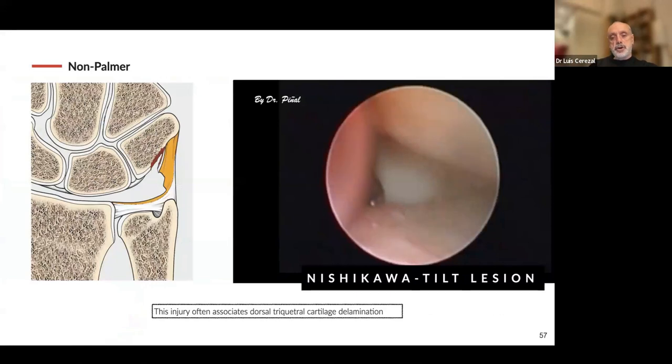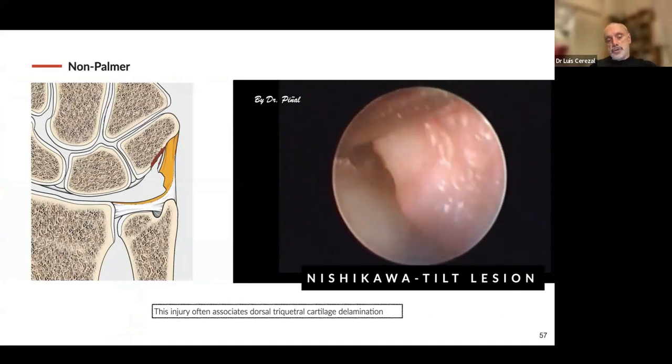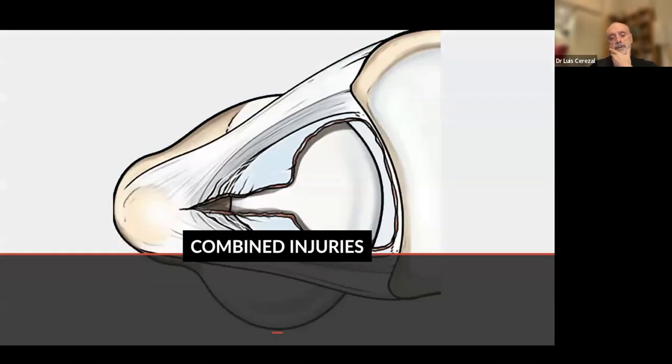This is the arthroscopic correlation, and another common finding on MRI and arthroscopy is a dorsal delamination in the dorsal aspect of the triquetrum. And this is another case, and we can see the dorsal detachment in the coronal and sagittal images with focal bone marrow edema and focal synovitis. Focal synovitis and fibrosis in the dorsal aspect of the ulnocarpal joint is a really common finding associated with this injury.